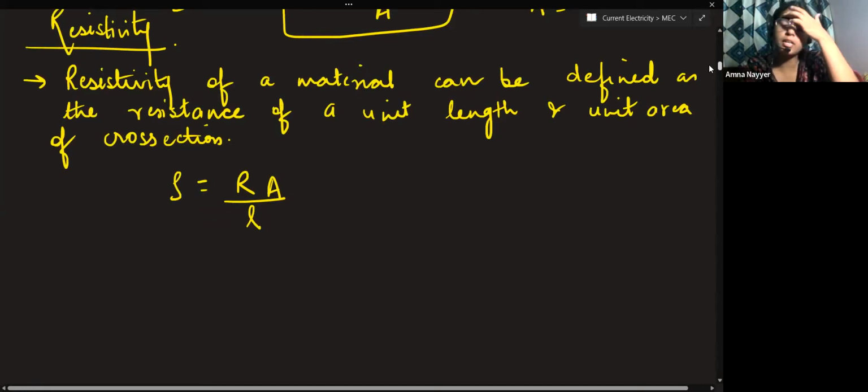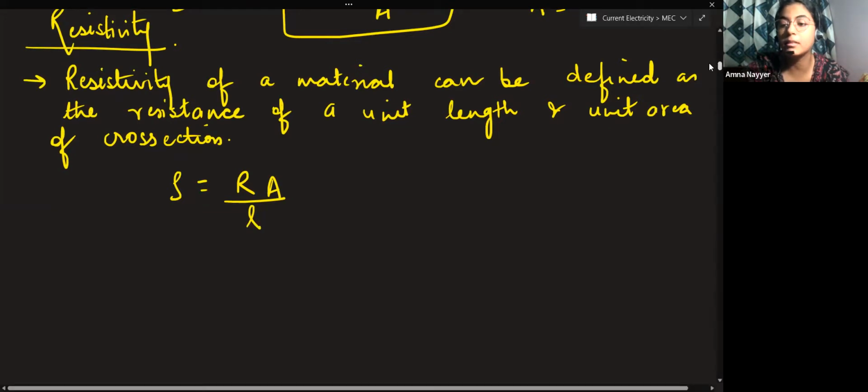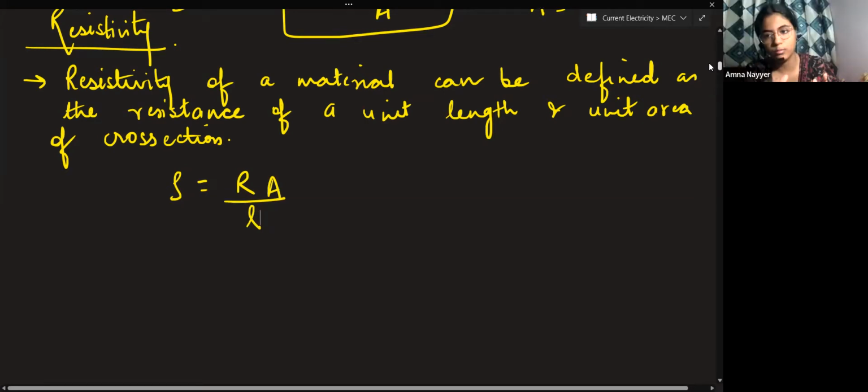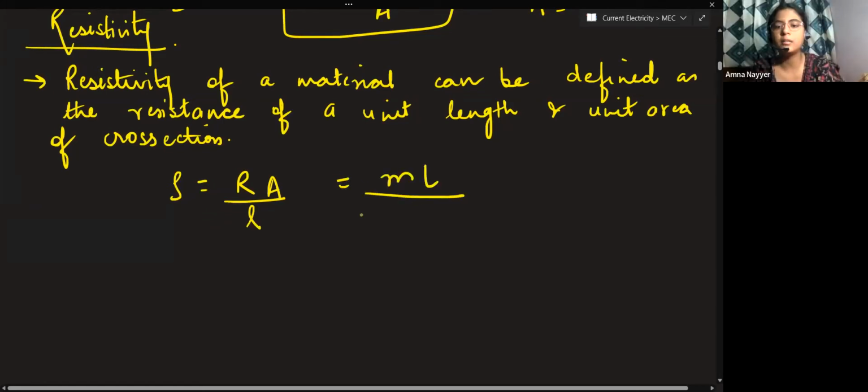Just now you must have written it down. What is the formula? Yes, Fatima? R is equal to ml by ne square A tau. So resistance is ml divided by ne square A multiplied by tau.